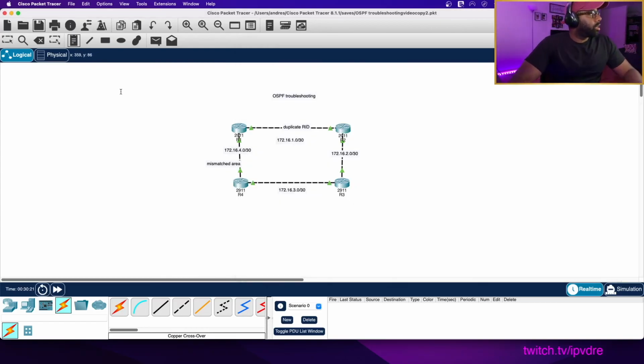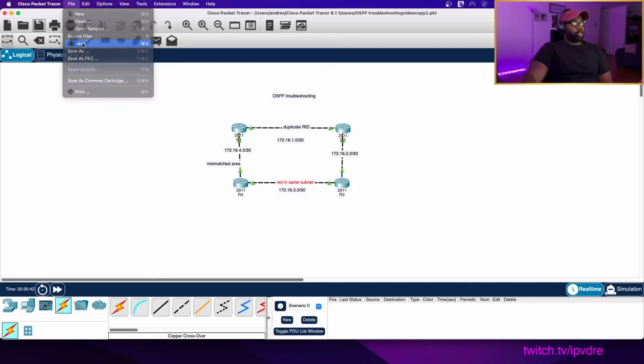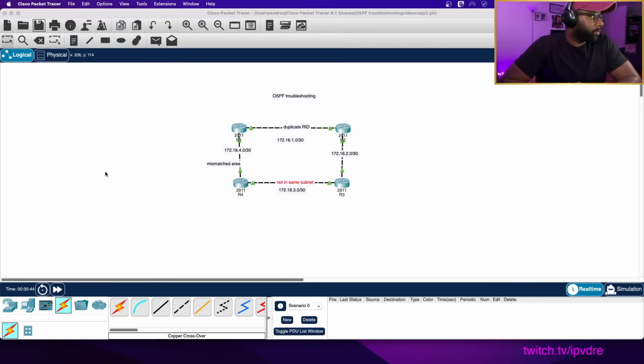So that issue was not in same subnet, right? And that is just three of the issues that we can run into with OSPF if we don't make sure that everything is configured properly, right? That's OSPF troubleshooting, and I think that's pretty much it.